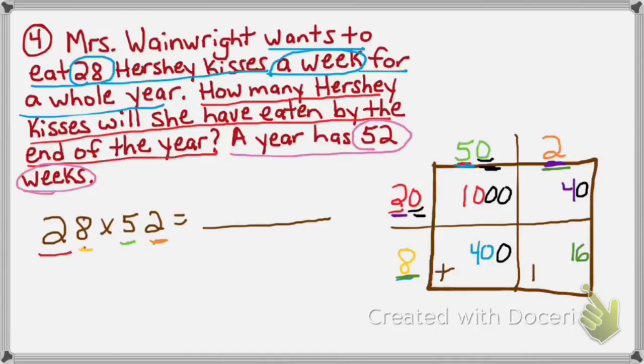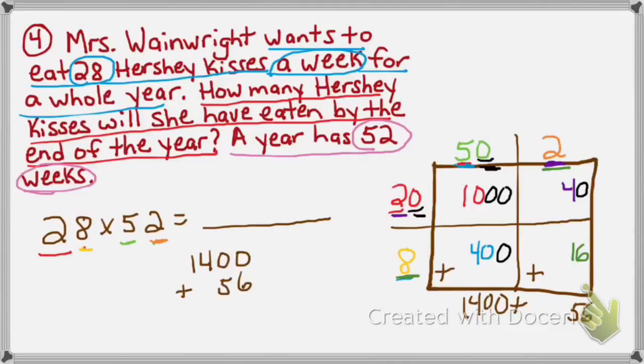I'm going to add each of my box columns, and then I'll add those two together. So 0 plus 0 is 0, 0 plus 0 is 0, 0 plus 4 is 4, and 1 plus nothing is 1. Next column, on the right-hand side, 0 plus 6 is 6, 4 plus 1 is 5. So I'm going to add together 1,400 plus 56.